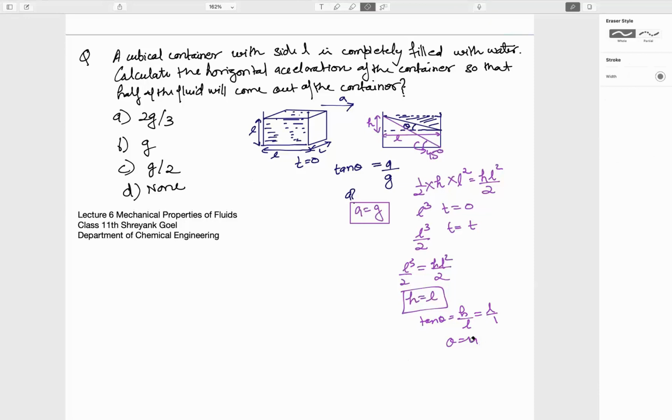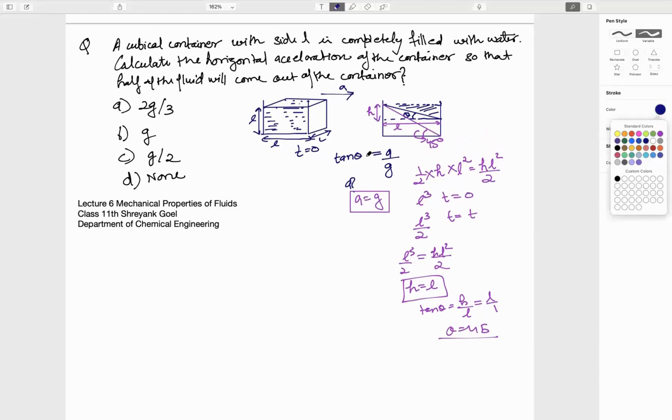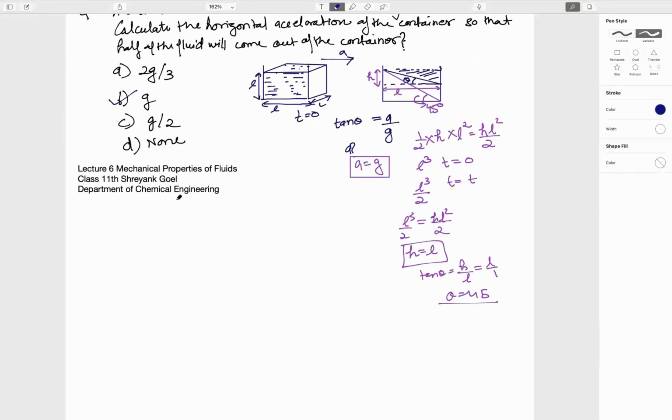So if you are unable to interpret it with reasoning, you can go this way. What we did is we found what H should be, so that the volume that is spilled out is half of the volume of the container, that is L cube by 2, and theta is 45 degrees. Then when theta is 45 degrees we get the same answer. Let's take one more simple example. So the solution to this is g.